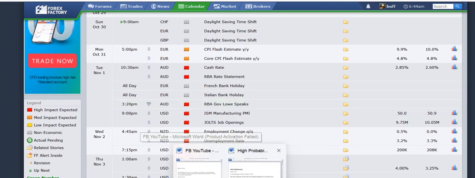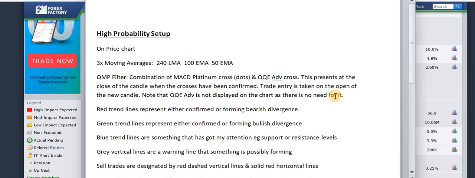Did I set up this Word document? Yes, I did. Now, this is a Word document. This is a high probability setup. Now, if you've never watched any of these videos before, haven't seen my trading method, obviously I've got a book on the method. That's what I'm doing the videos for, to support my readers for the book.